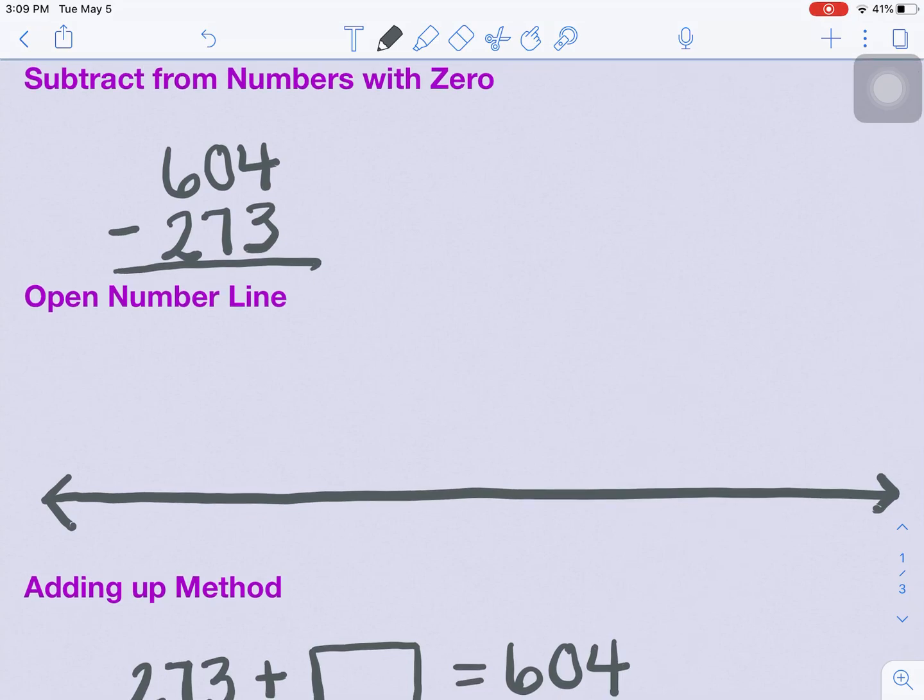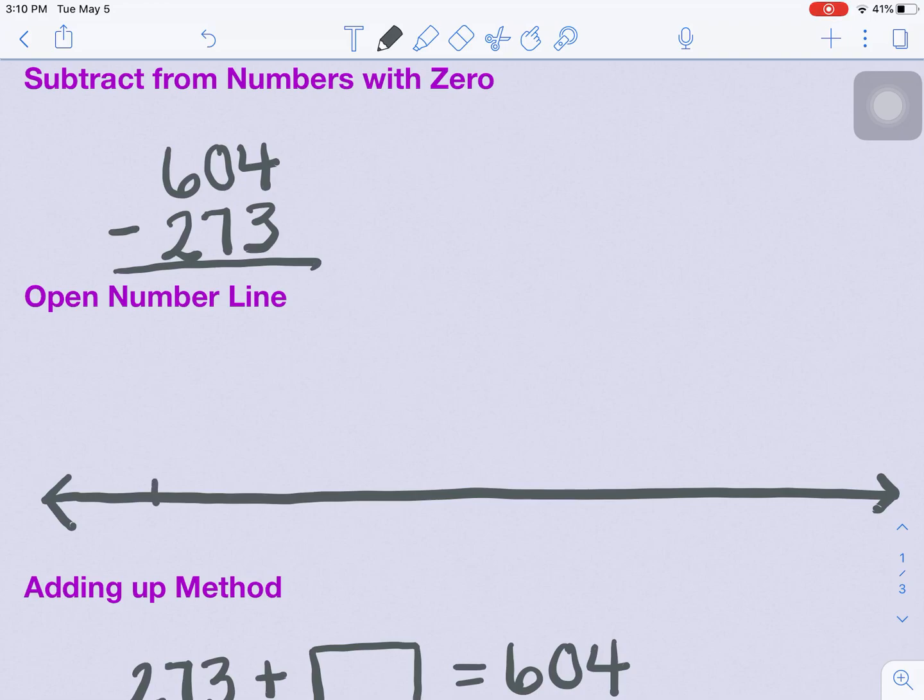In this first equation, our subtraction question asks us to take 604 subtract 273. The first method I want to show you is the open number line, which a lot of you use as your second backup strategy, or some of you use it as your first strategy. Either way, it's another good way to always double check yourself.